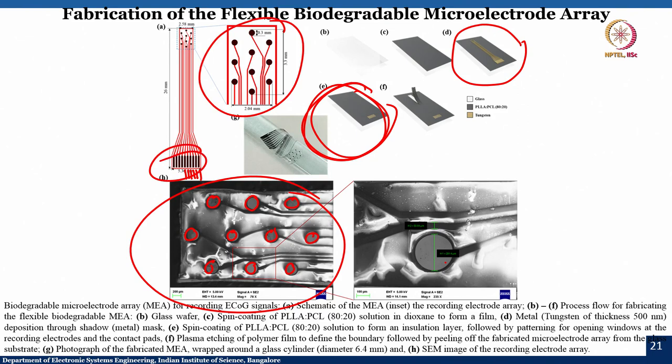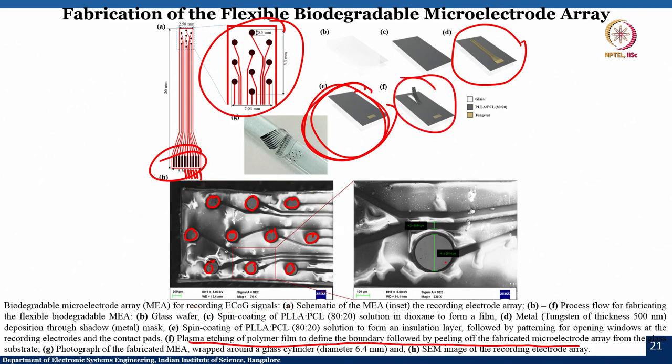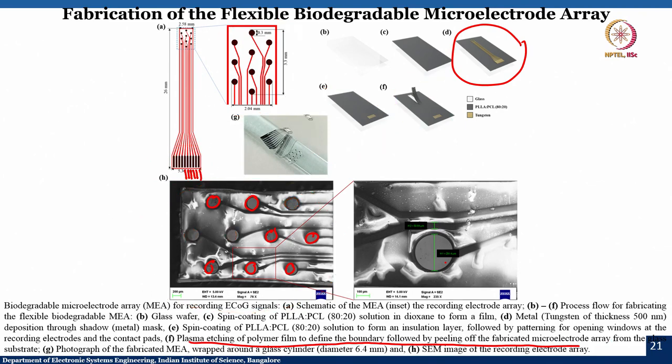Then the last step is that you go for plasma etching, right? F is plasma etching of the polymer film to define the boundary by peeling off the fabricated microelectrode array. So you can peel off the electrode array to be utilized for the experiments or for the implantation.